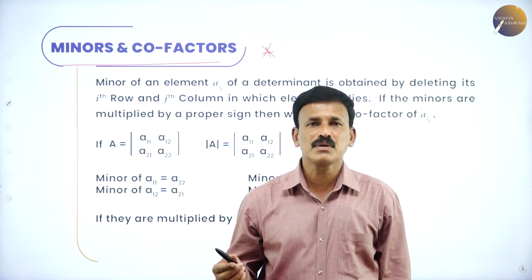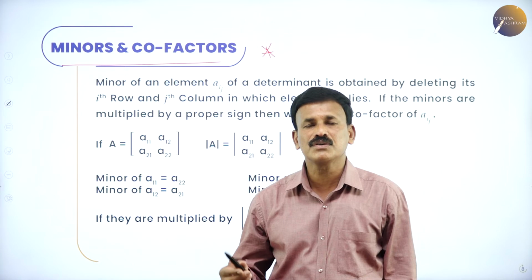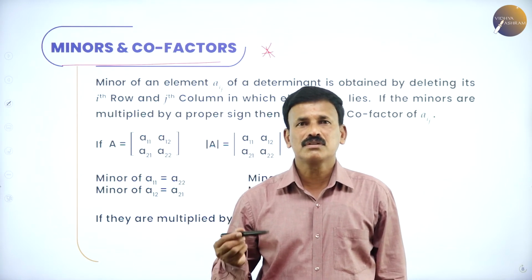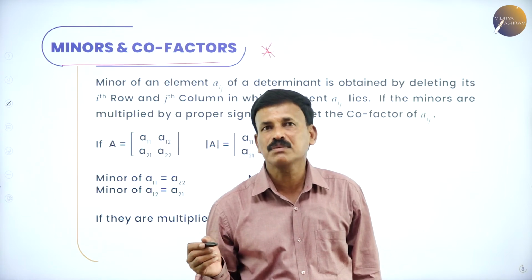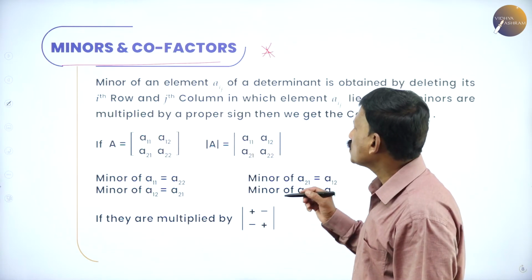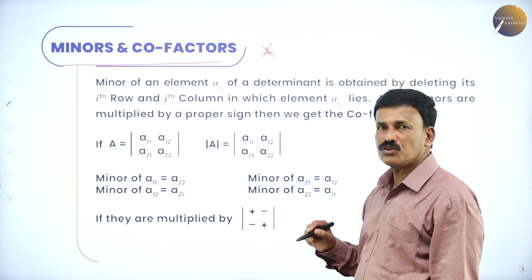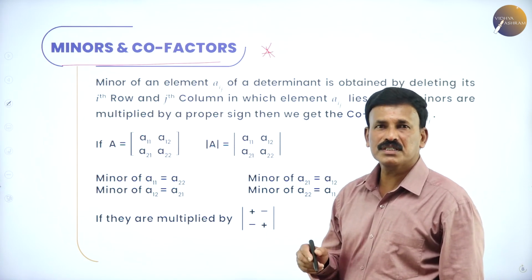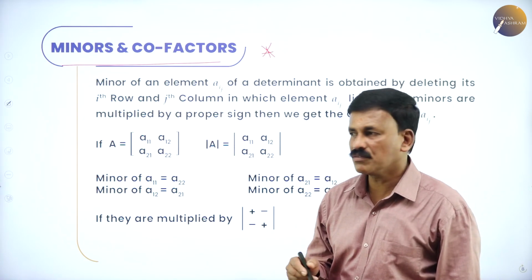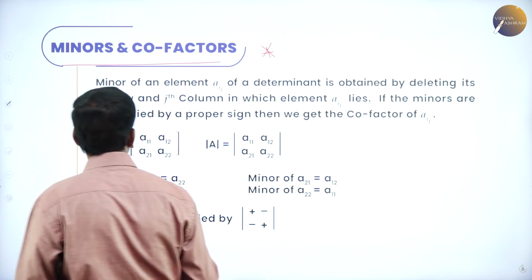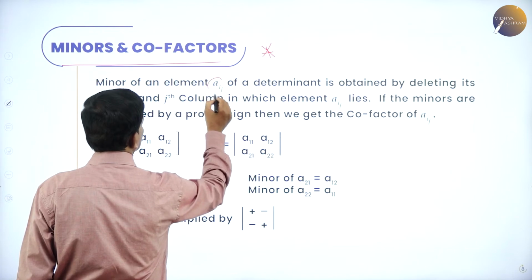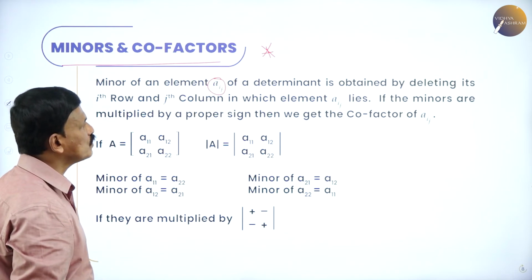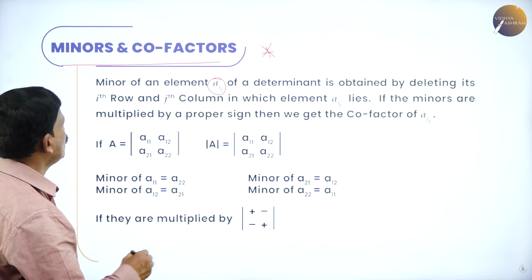Once you know A inverse, you can solve one 5 marks question, that is to solve the simultaneous system of equations using the matrix method. So therefore, these minors and cofactors, particularly the cofactors of a matrix, are very important. Now let us know what is meant by the minor of an element. The minor of an element Aij of a determinant is obtained by deleting its ith row and jth column.